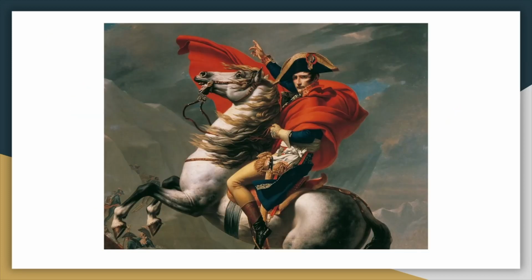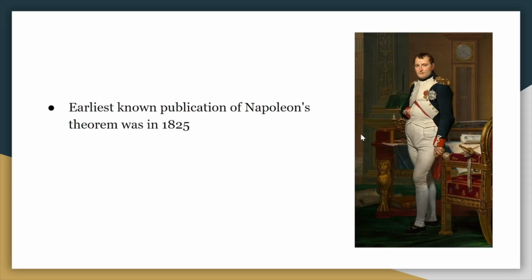Now, the theorem was named after Napoleon Bonaparte. Here we have a very famous painting of Napoleon, which you might have recognized. The title of the painting is Napoleon Crossing the Alps, and Napoleon was a military leader and the Emperor of France from 1804 to 1814. He ultimately passed away in 1821. However, the earliest known publication of Napoleon's theorem was in 1825, which was 4 years after he passed away.